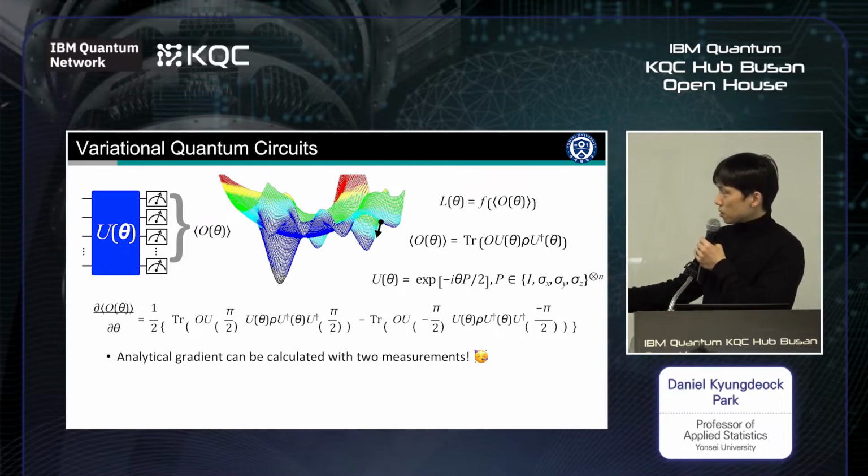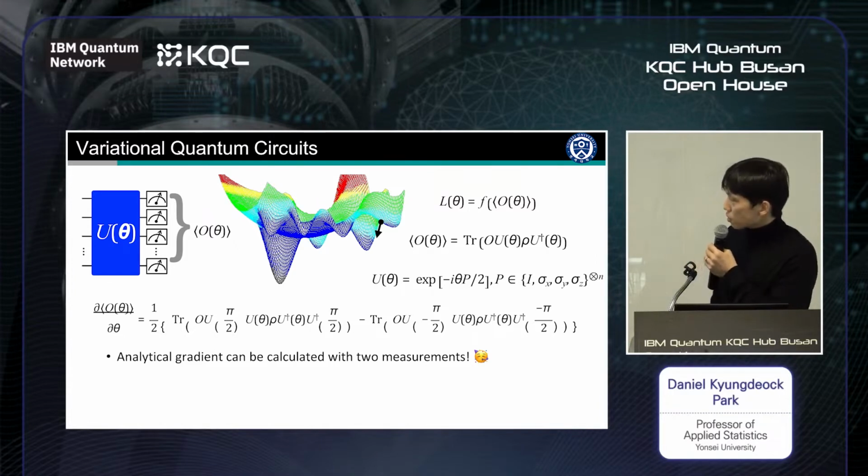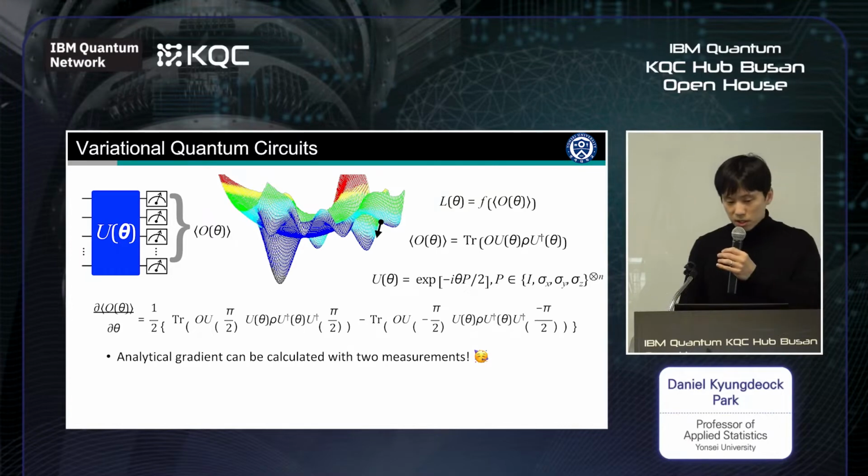Okay, but then, okay, so this is good. The analytical gradient can be calculated. Actually, we need two quantum circuit measurements. Okay, that's great.